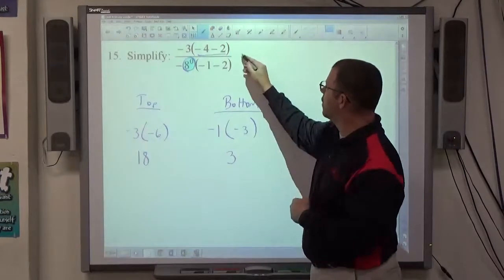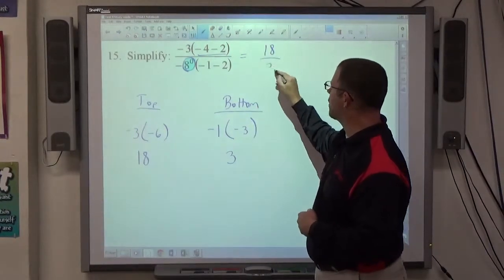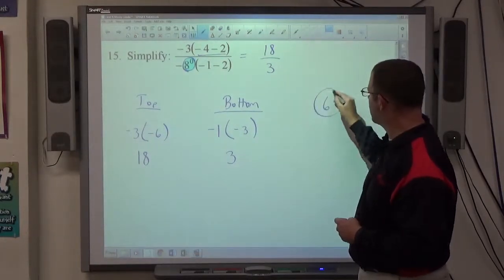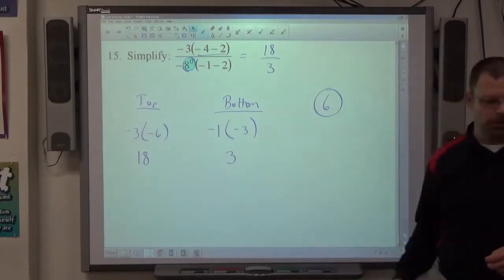Once I get the top result, which is 18, that's being divided by the bottom result, 3. The answer is the quotient of that, which is 6. Same sign gets you a positive answer, so positive 6 is the solution to that one.